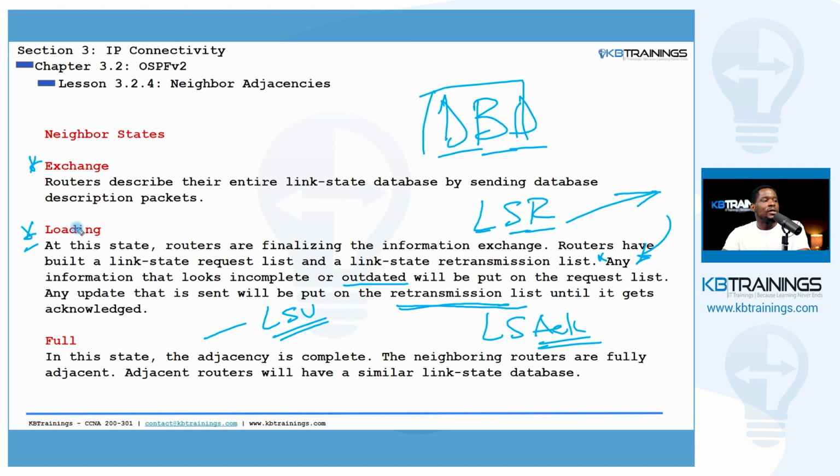So when the loading part is done, the routers become fully neighbors. So they go into the full state. In this state, the adjacency is complete. They have the exact same copy of the database, and they are now able to run the OSPF, or the Dijkstra algorithm, to find exactly what the shortest path is to all the destinations that are known inside the network. So these are the different states that you find when it comes to neighbor states.